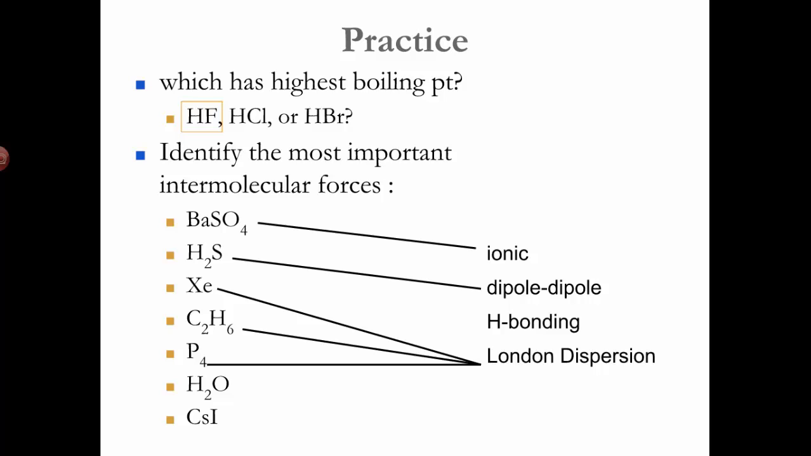How about water? Which one of these is the most important for water? Well, water was our perfect example of hydrogen bonding. As a matter of fact, water is one of the best molecules at hydrogen bonding that we know of. And the last one, CsI, not the television show, but cesium iodide. That's an ionic compound, right?